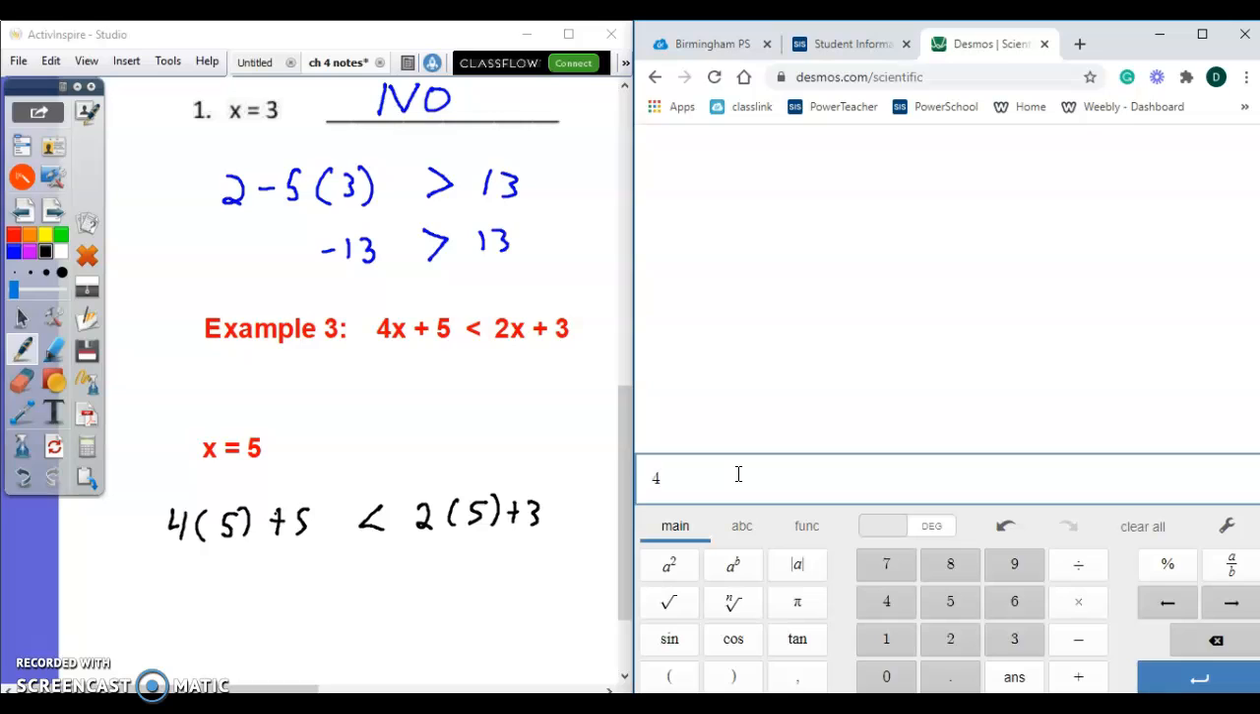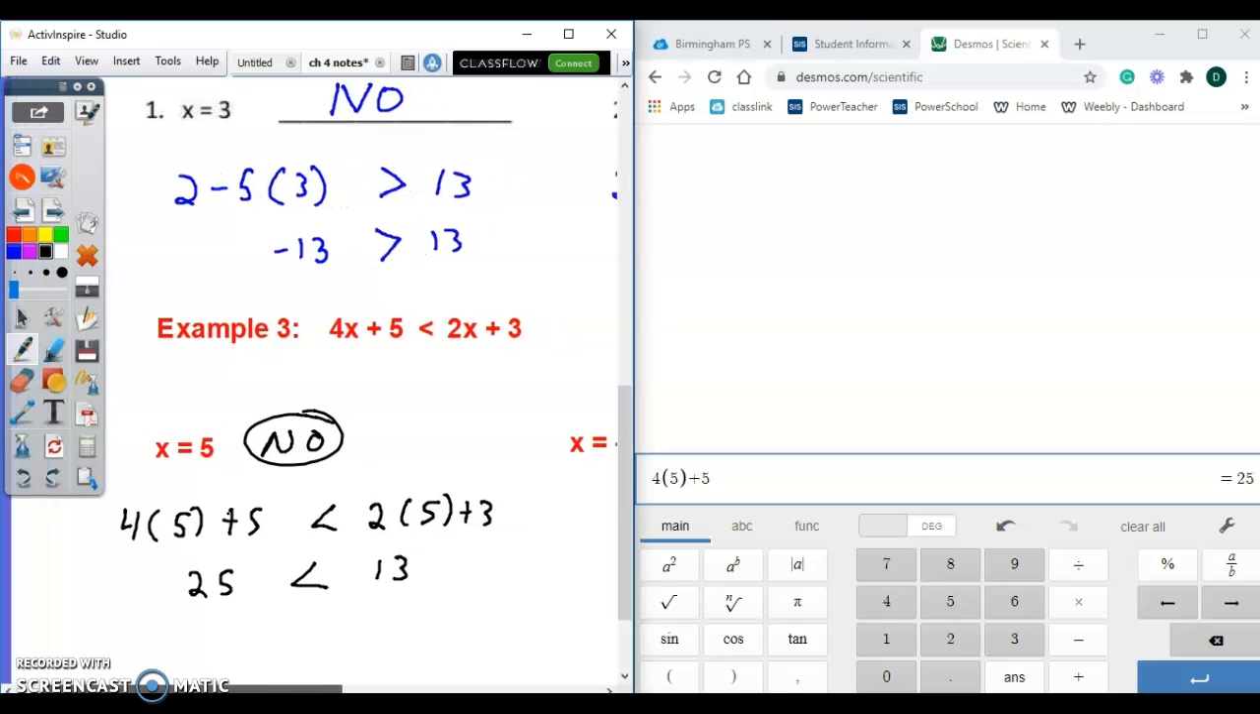So 4 parentheses 5 would be 20, and then we're adding 5 to that, which would be 25. So is 25 less than whatever we have coming out here? So now 2 times 5 is 10 plus 3 would be 13. Again, use your calculator if you need it. Is 25 less than 13? The answer to that is, of course, no. 25 is greater than 13. So that does not work for that, does not make it true.